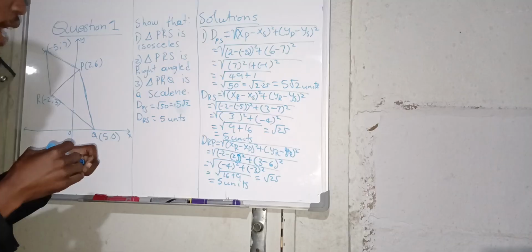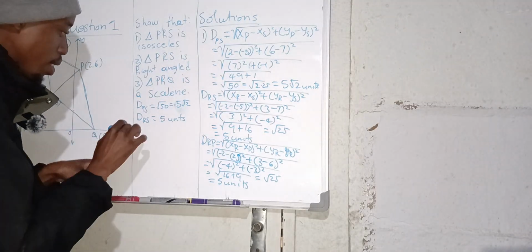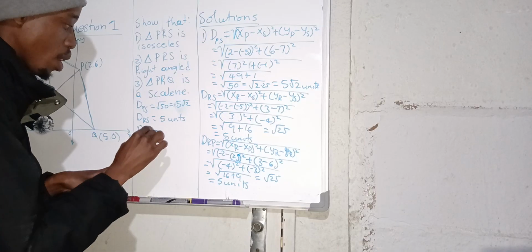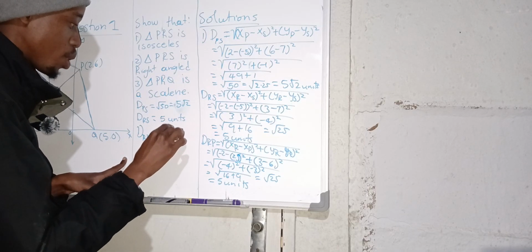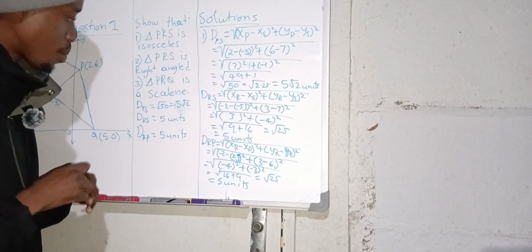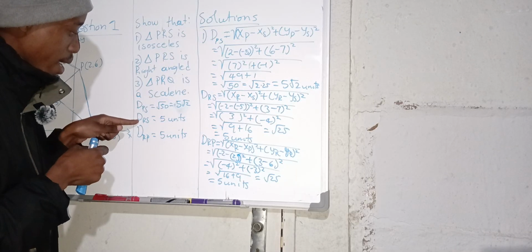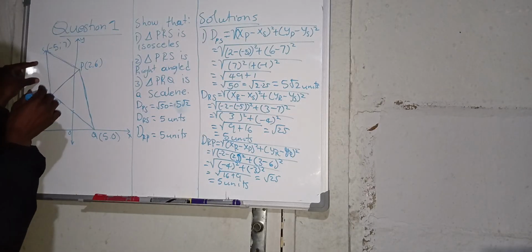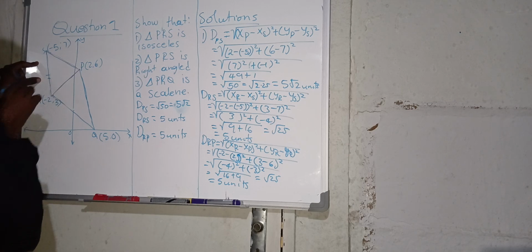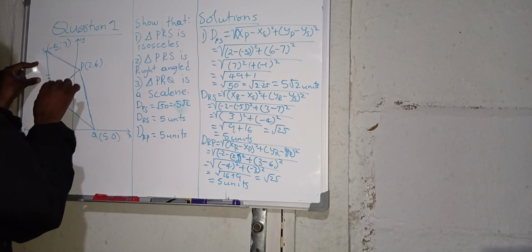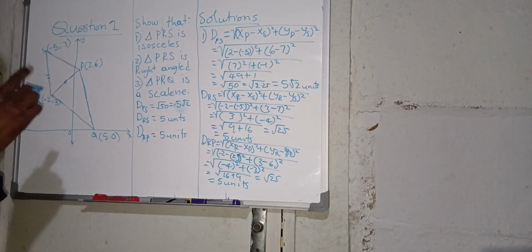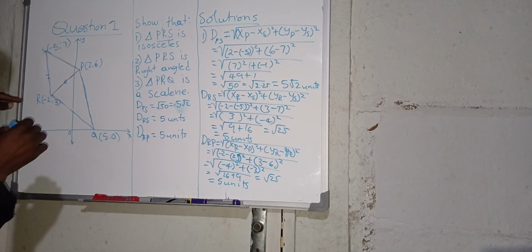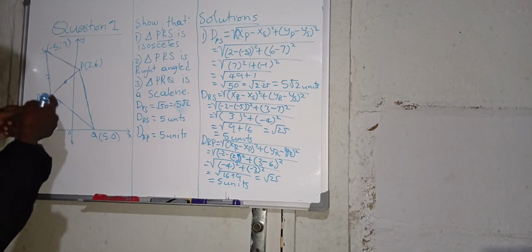So I now see that distance RP is going to give me 5 units. So what does that mean? It means that distance RS and distance RP are equal. Therefore, triangle PRS is an isosceles triangle because opposite sides are equal.